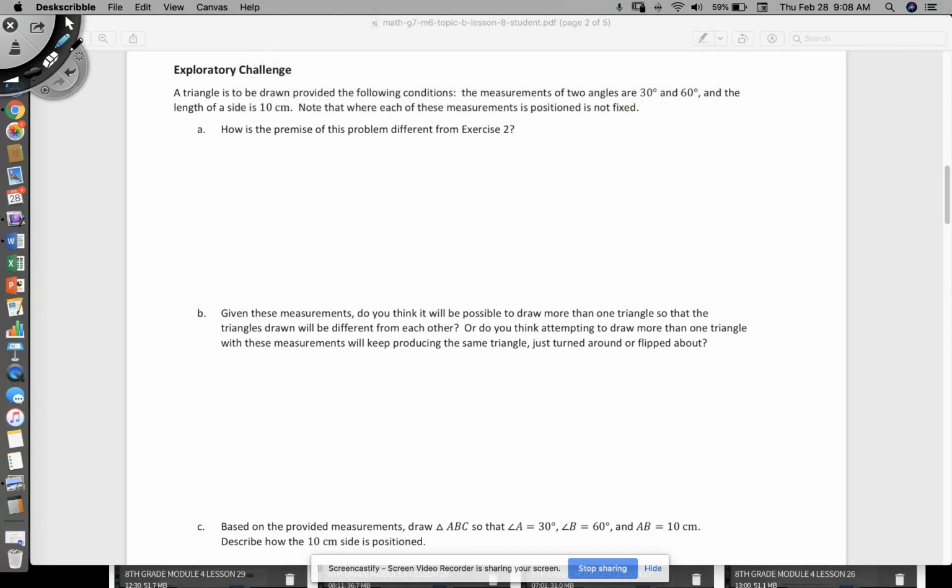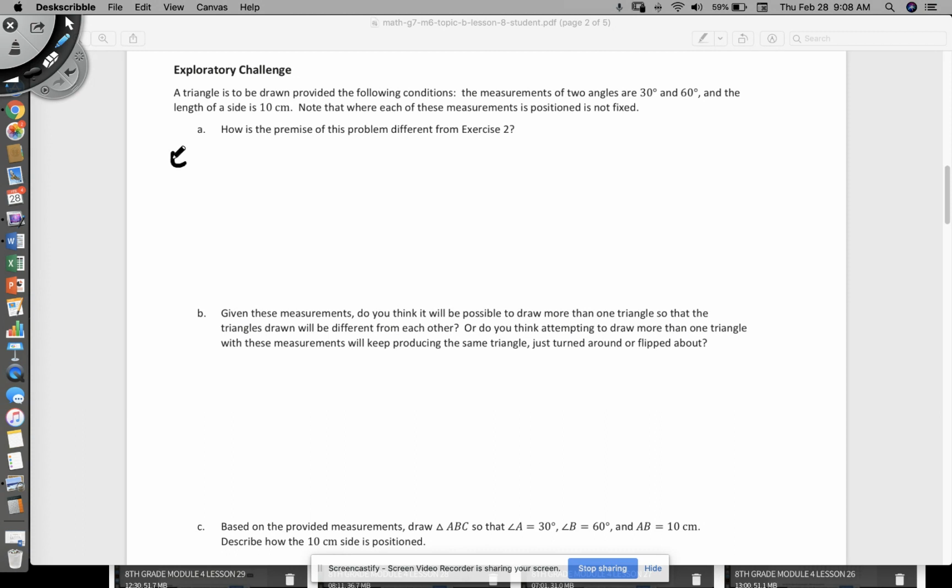All right. A triangle is to be drawn provided the following conditions. The measurements of the 2 angles are 30 and 60, and the length of a side is 10 centimeters. Note that where each of the measurements is positioned is not fixed. So how is the premise of this problem different than exercise 2? What did we do differently than we did down in exercise 2?